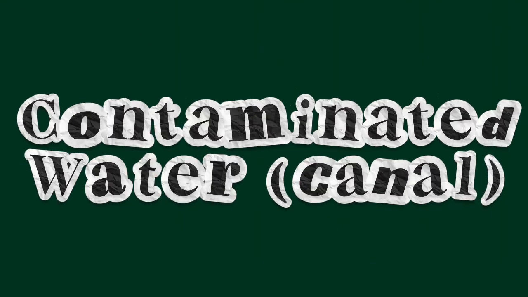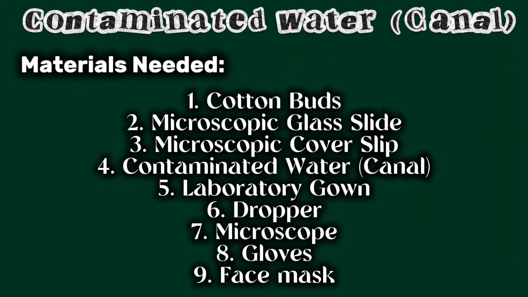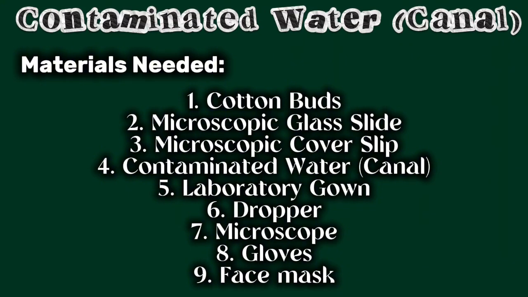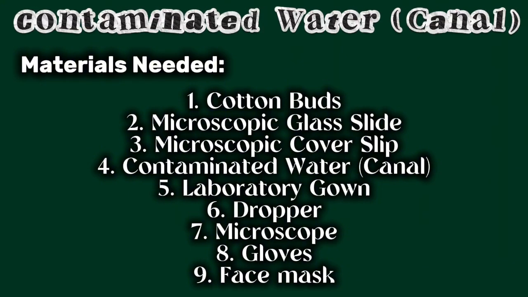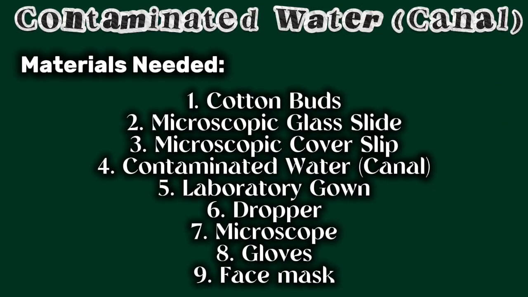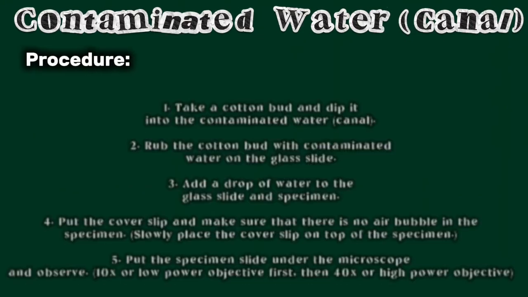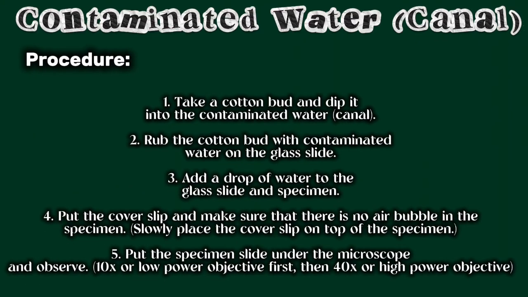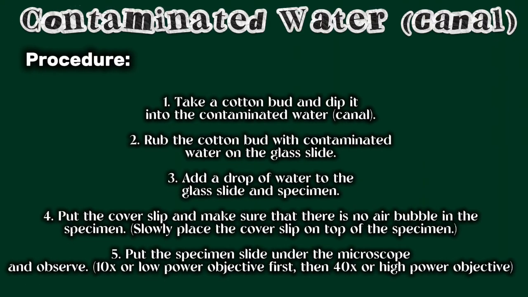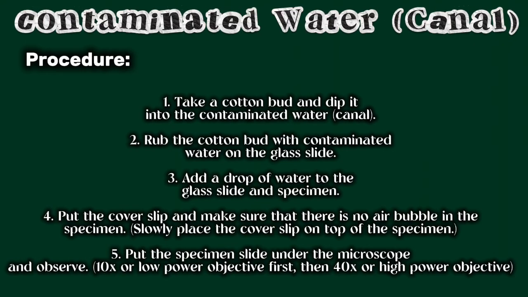Contaminated water canal. The materials needed for this experiment include cotton buds, microscopic glass slide, microscopic cover slip, contaminated water, laboratory gown, dropper, microscope, gloves, and a face mask. For the procedure, take a cotton bud and dip it into the contaminated water canal. Rub the cotton bud with contaminated water on the glass slide.